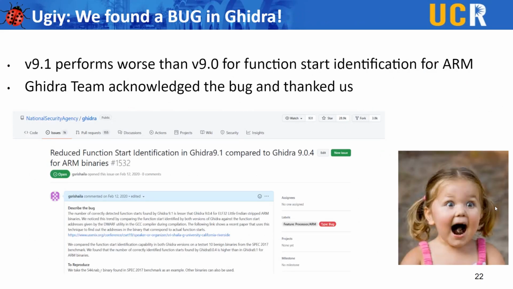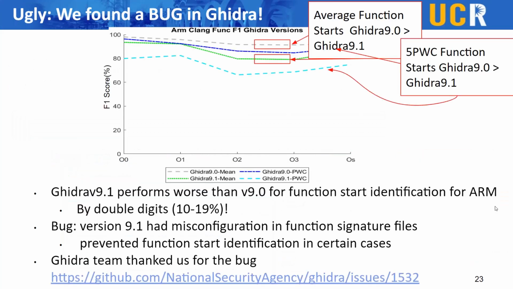We want to also present some more information about our bug discovery in Ghidra. So we found that version 9.1 performs worse than the earlier version 9.0 for function start identification for ARM binaries. And in this slide, I'm showing you the ticket that we created, which includes the full report for the bug discovery. And the Ghidra team has actually tagged a bug label to our discovery, and they thanked us for the discovery. In our full report, you can also see that we have suggested a patch for this bug as well.